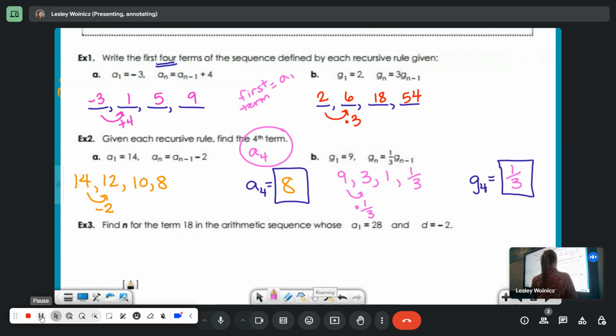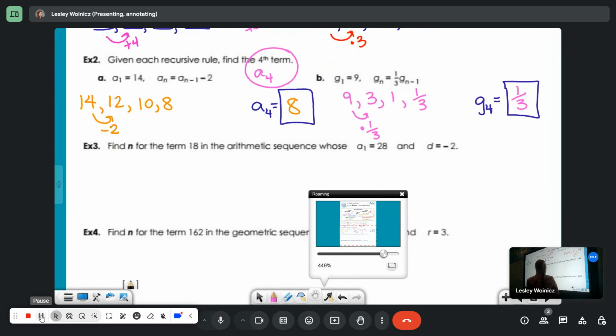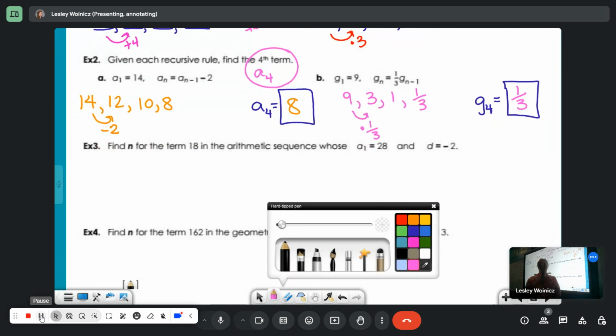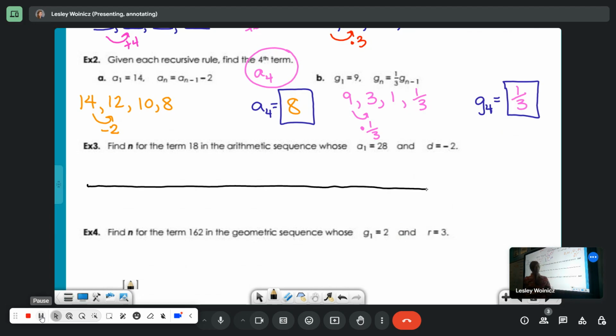All right, now we have to do something kind of fun. We have to find n. What is n? You remember from yesterday? Check back, see if you labeled it. Did you label it on your tables? What word starts with N? Number. It's the term number.